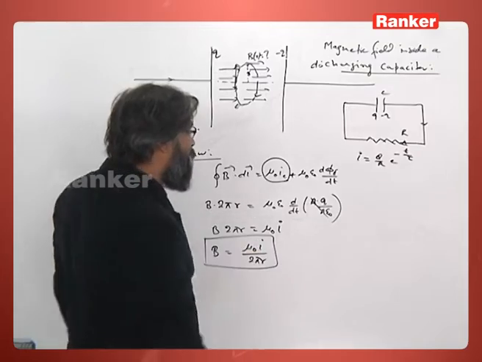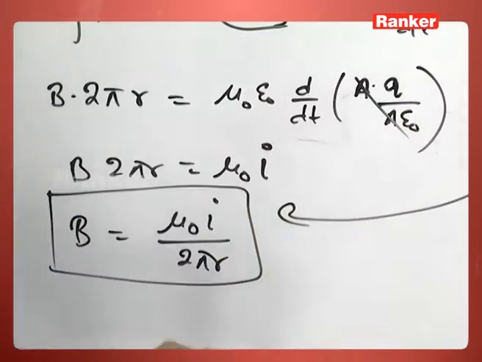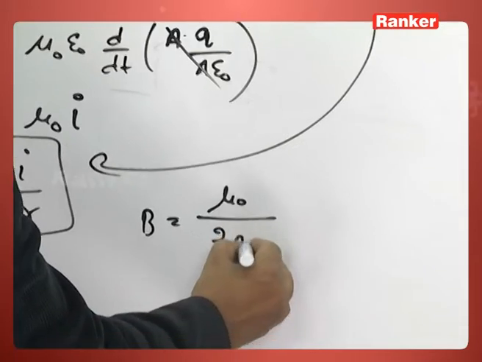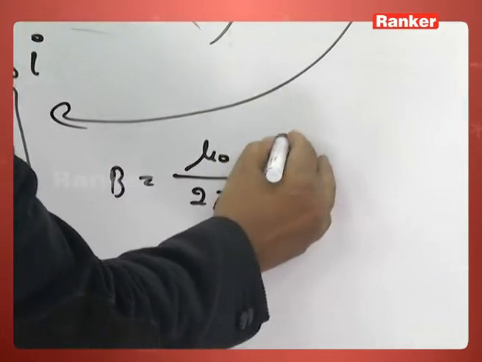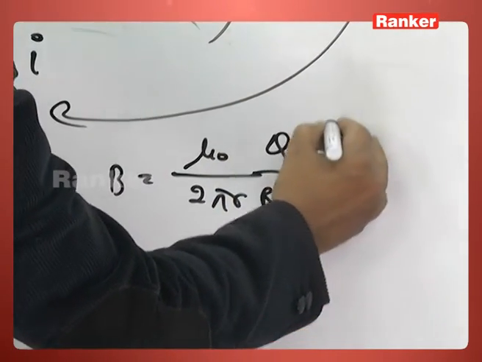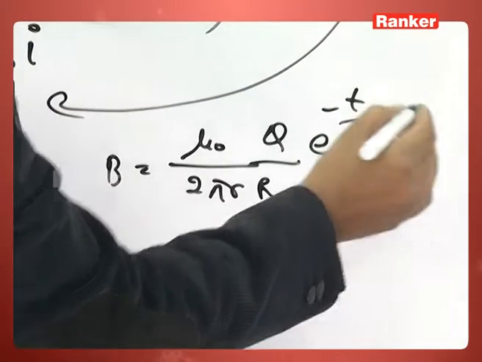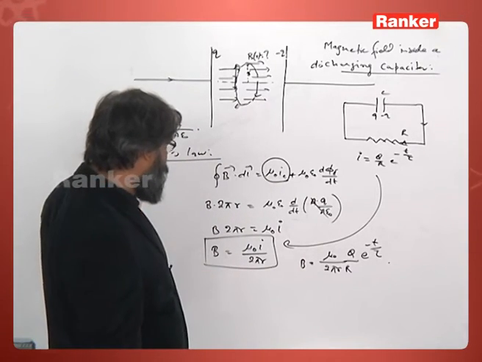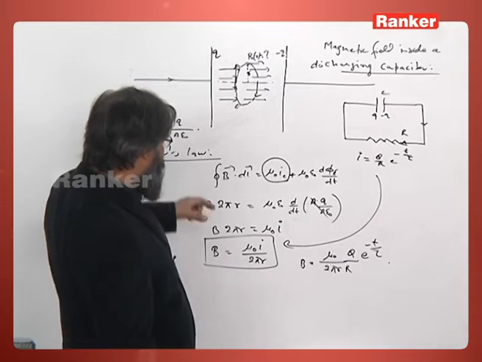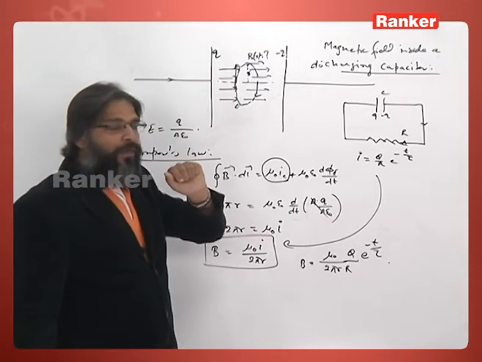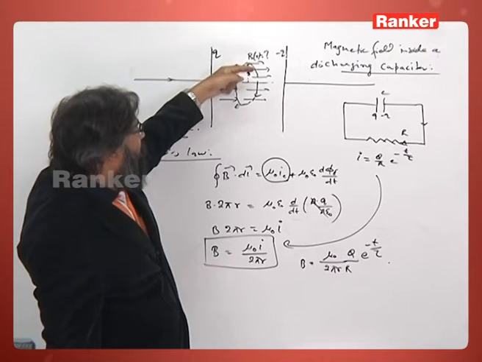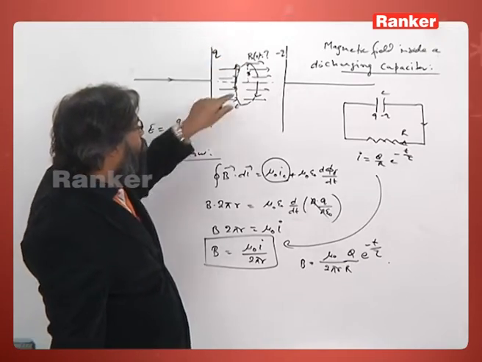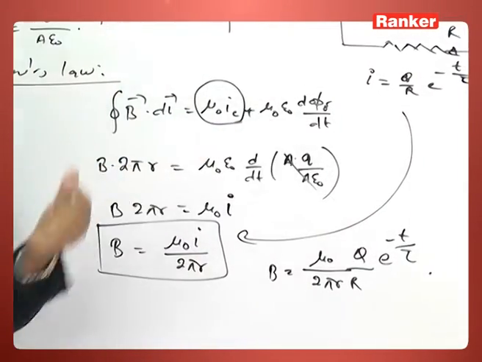We want to know what is I. I can be substituted from here. So we have mu naught by 2 pi r times I, which is Q by R e to the power minus t by tau. So here you see, we are able to calculate the field within this charging or discharging capacitor with the help of displacement current.